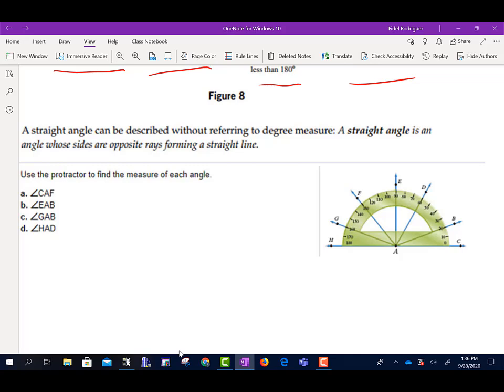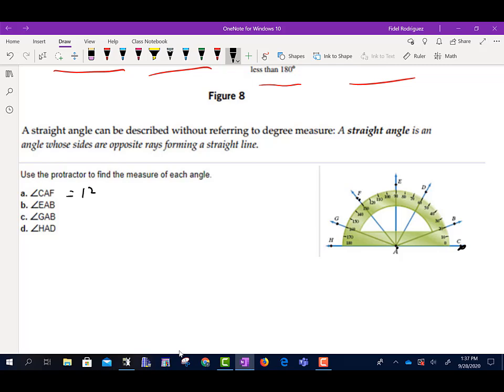Measure of angle CAF. CAF, this angle right here. So if you notice, I'm going 0, 10, 20, 30, all the way here. CAF looks like it'd be, what, 130 degrees? That one was kind of easy enough, wasn't it? Okay.